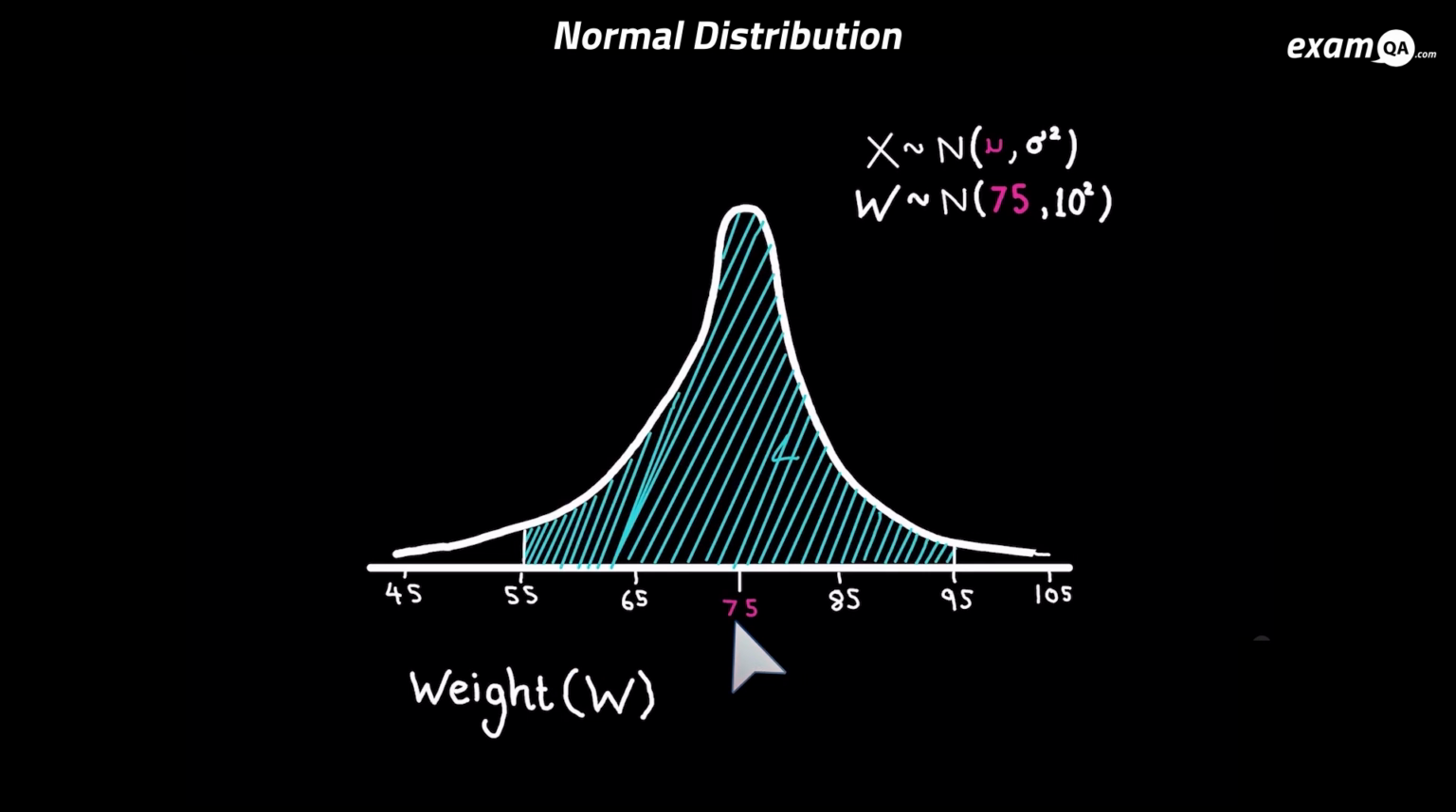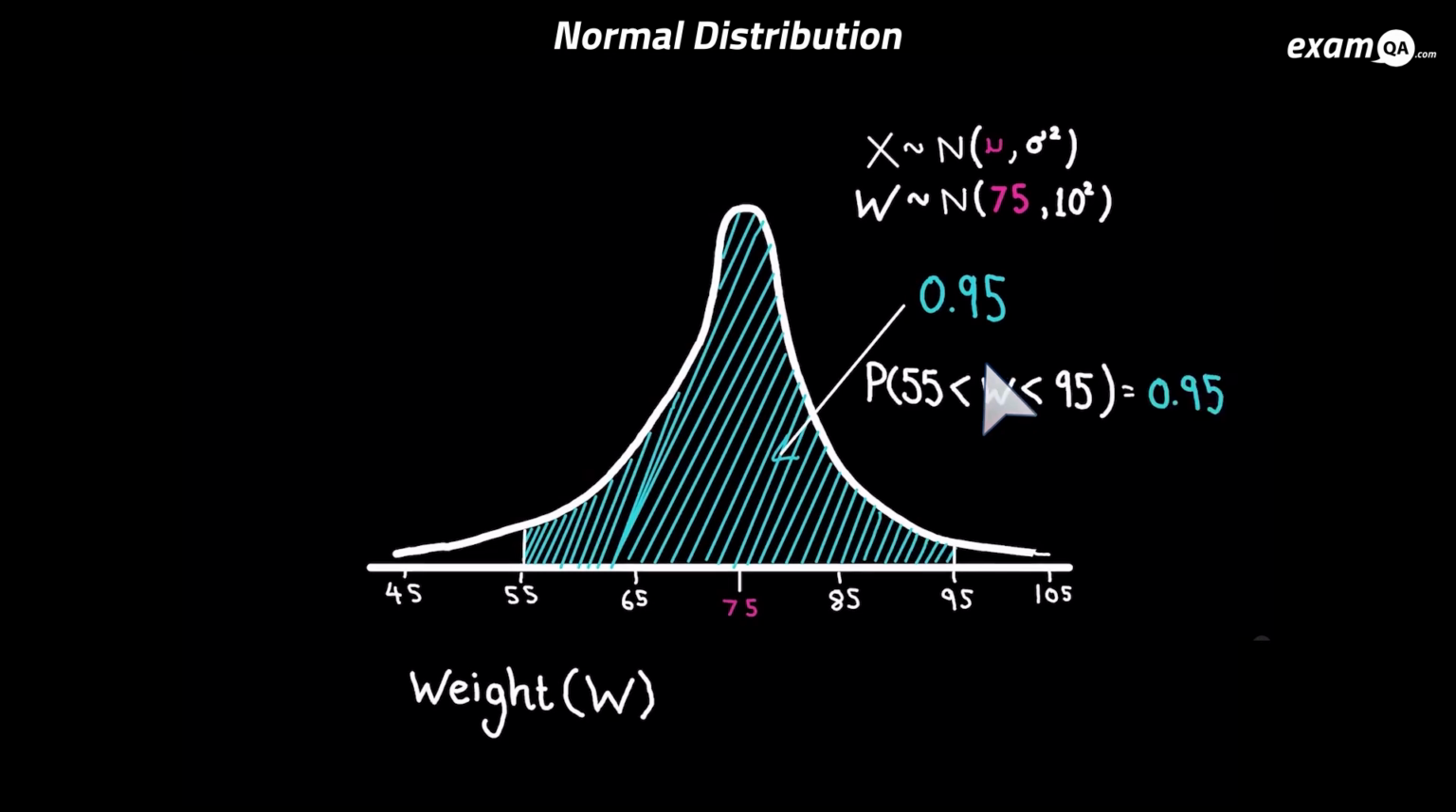And the area between these two values we should know by heart as well. So you can have a guess because you can see it's the majority of the area. And it's 0.95. This area is 0.95. So the probability of being within 2 standard deviations of the mean is 0.95. Another one you need to memorize. And in notation form, it could also be written like this. The probability of the weight being between 55 and 95 is 0.95.